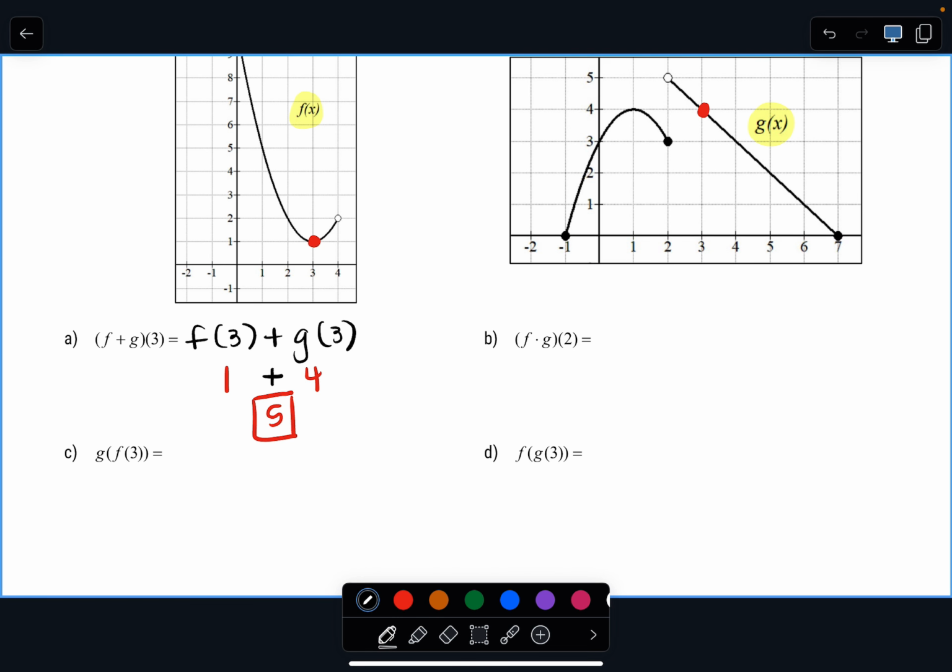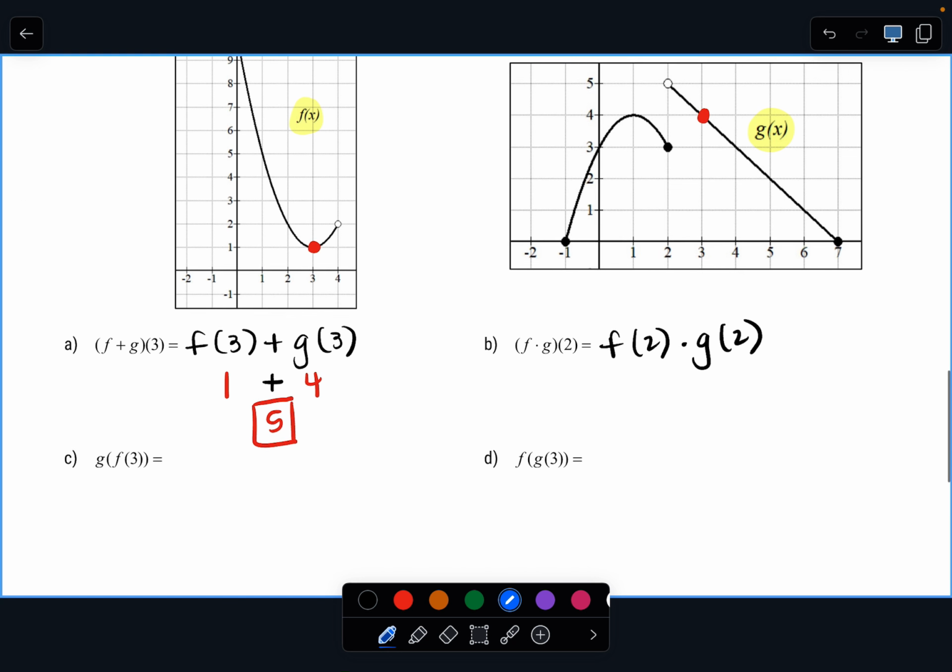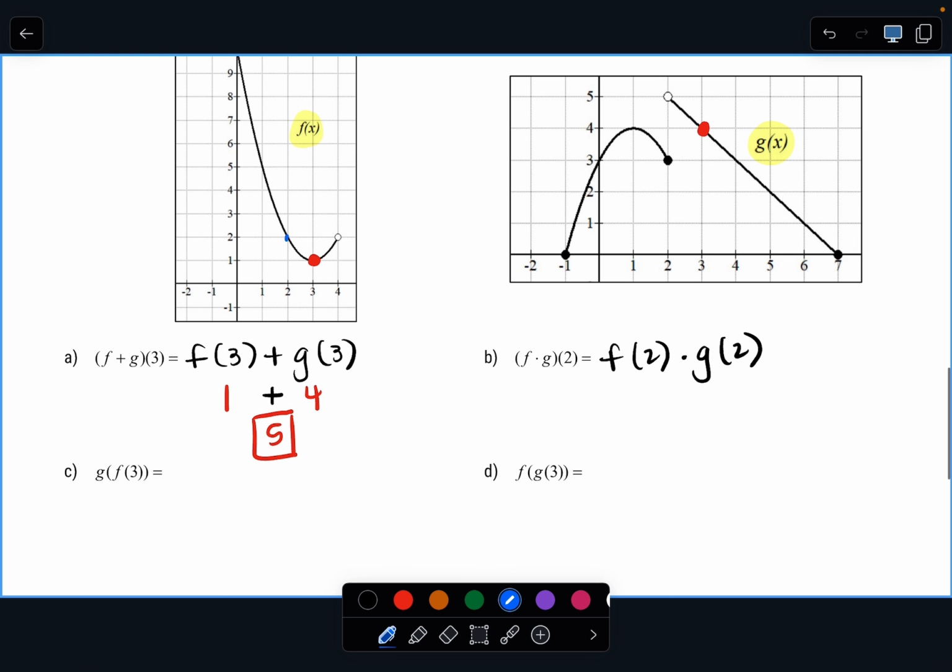B. B is multiplication. F of 2, G of 2. So we're going to go to our F graph. We are going to go to where x is equal to 2. You're going to go to where you see the graph. I will tell you this: you're only going to see it once as a closed circle. You always pick the closed circle one. So in this case, what does my y value equal? 2. Because I'm going from x equals 2 to figure out what the y value is.